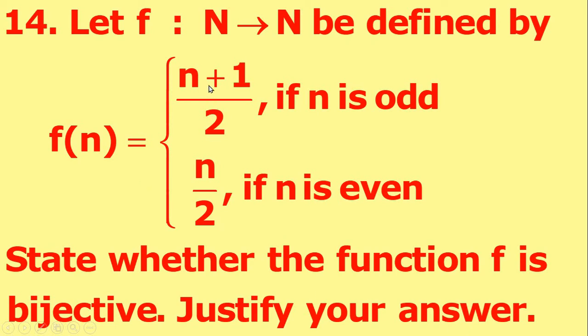Now f of n is (n plus 1) divided by 2 when n is odd. When n is odd, you have to add 1 and divide by 2. When n is even, you have to divide that number by 2. You have to verify whether this function is bijective.